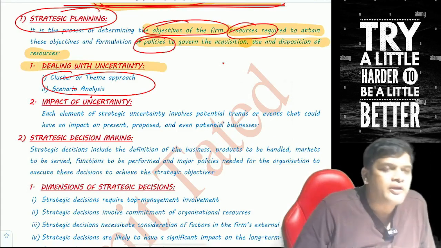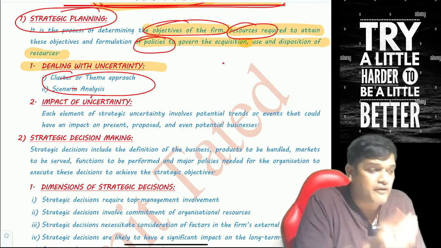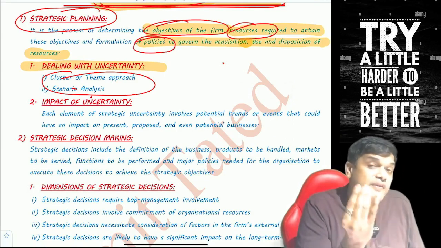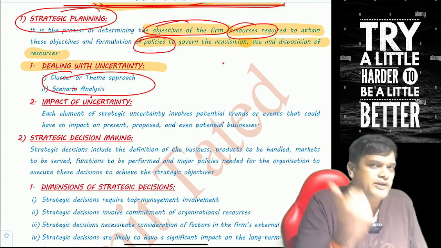So my question comes, what is strategic planning? Strategic planning involves three things. First, we want to have some objectives. Second, okay, how to achieve the objective, we require resources. Third, okay, how resources will be acquired, used and disposed, we require policies. So three things we need to have strategic planning.